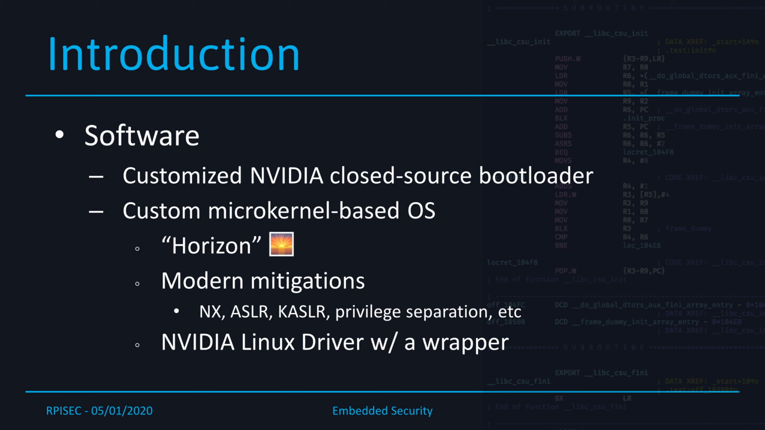There's a picture of it on the right. As far as the software goes, there's a customized NVIDIA closed source bootloader that is completely proprietary. The OS is also completely proprietary. It runs Nintendo's custom microkernel-based thing they call Horizon. It has a lot of modern security mitigations like NX, ASLR, KSLR, privilege separation boundaries between kernel and userland, et cetera, et cetera. And then the GPU we talked about is basically the NVIDIA Linux GPU driver with a fancy wrapper that translates all the calls, which is pretty weird and interesting.